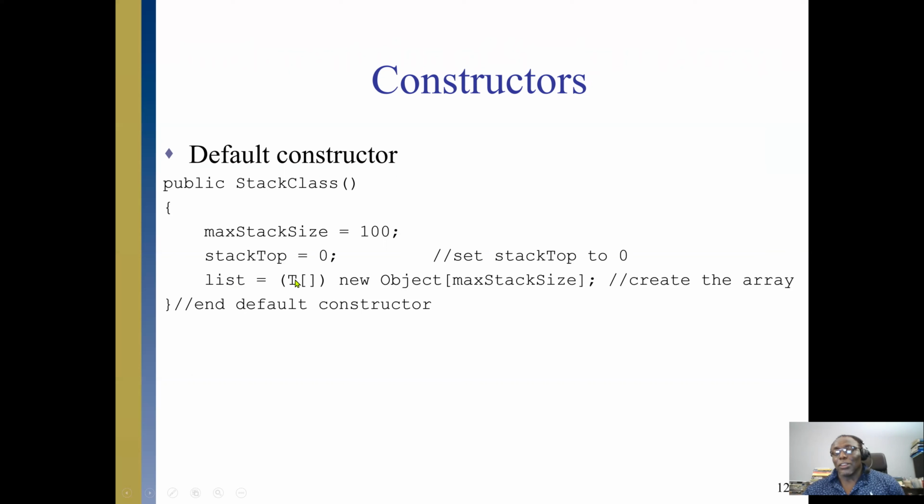And the data type for now is T, which is generics. Then we use new to dynamically allocate the memory space. And the size is 100, the max stack size. So this will create an array with a size of 100. So this is our default constructor. Anytime we create an object and we use this constructor, it's going to give us a stack object, array implementation. The size is 100 and there's nothing inside.